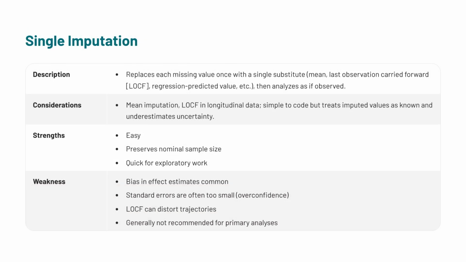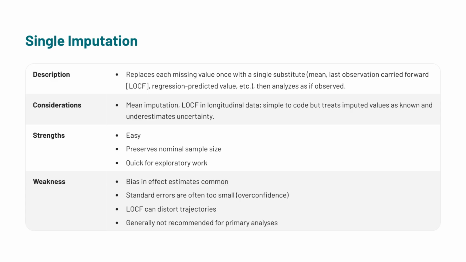Another common quick fix is single imputation. Fill each missing value with one guess. Examples include mean imputation, where you replace missing values with the overall average. Last observation carried forward for longitudinal data, where you carry the most recent value forward. Worst case substitution, which assigns the least favorable outcome to missing values. And regression imputation, where you predict missing values from other variables.